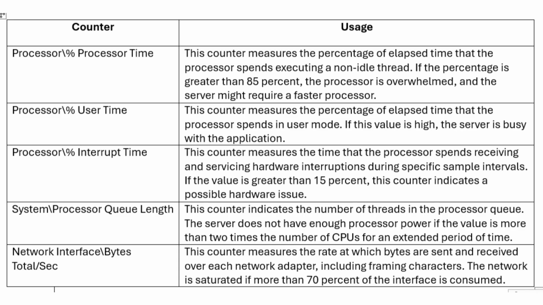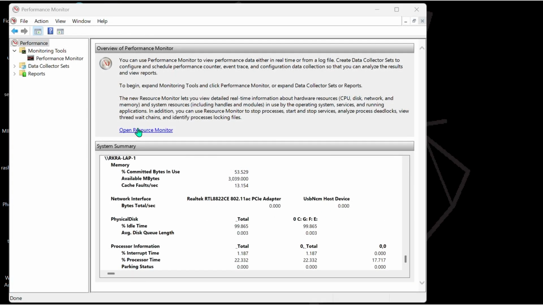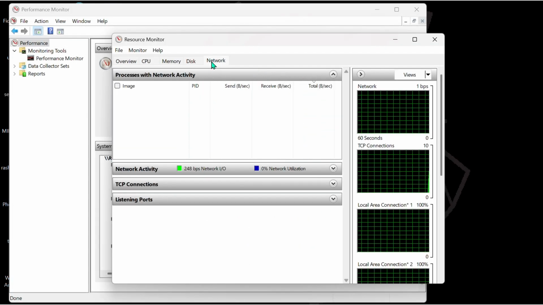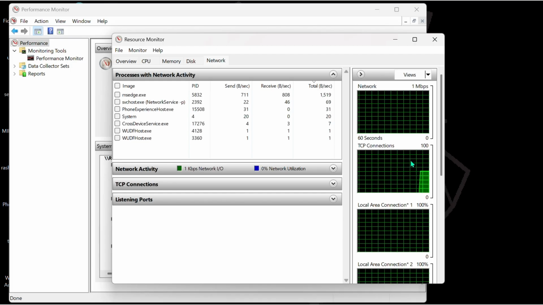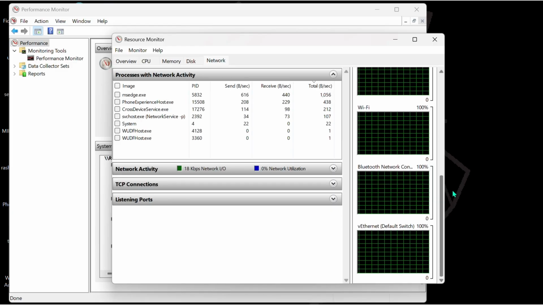System, processor queue length. This counter indicates the number of threads in the processor queue. The server does not have enough processor power if the value is more than 2 times the number of CPUs for an extended period of time. Network interface, bytes total/sec. This counter measures the rate at which bytes are sent and received over each network adapter, including framing characters. The network is saturated if more than 70% of the interface is consumed.